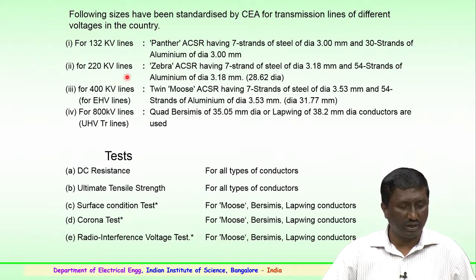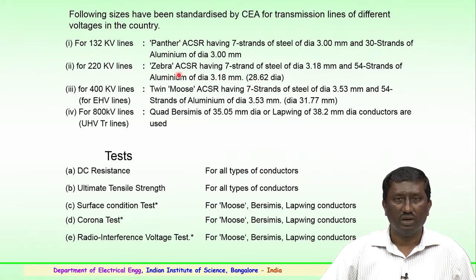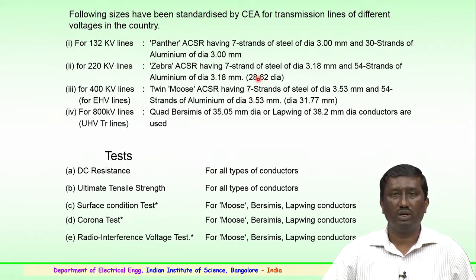For 220 kV transmission lines, Zebra is the name of the conductor, with a particular size dimension of 28.62 mm dia. Aluminum conductor steel reinforced, it has 7 strands of steel, similar to the Panther but of slightly higher dia, that is 3.18 mm, and contains 54 strands of aluminum of dia 3.18 mm. So, the total number of strands for the 220 kV Zebra conductor is 54 outer strands of aluminum and an inner 7 strands of steel.